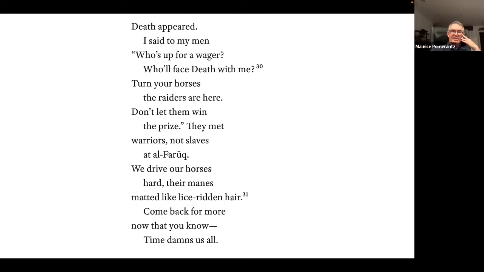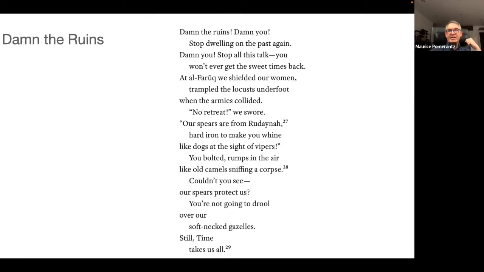He is saying time damns us all, but actually, you know, it's better to die a hero, would be Antara's view. Death appeared, I would believe, in this poem refers to Antara. He talks about himself as death. He's that kind of figure, very, very brave. If you look at the poem, he's sort of saying, stop all you poets with your poetic talk. Stop dwelling on the past. Damn you. Your memory will mean nothing, actually. This is a very ironic thing to say by a poet. Stop all this talk, you won't get the sweet times back.